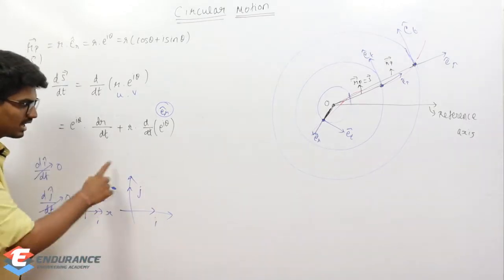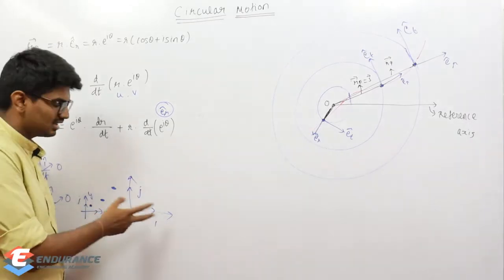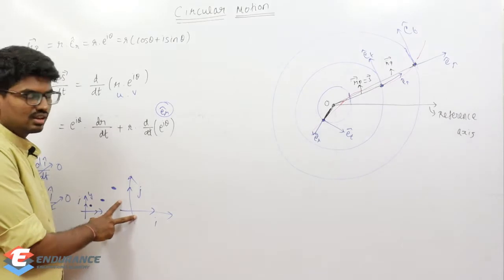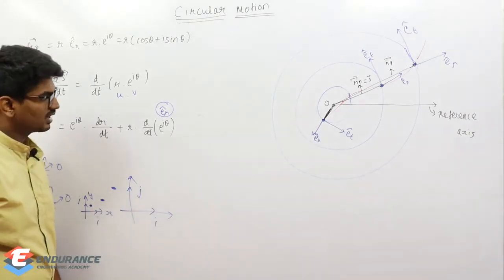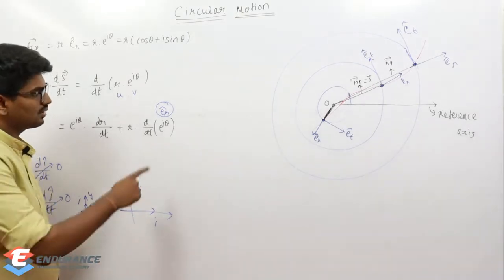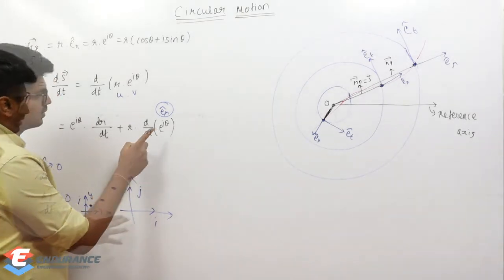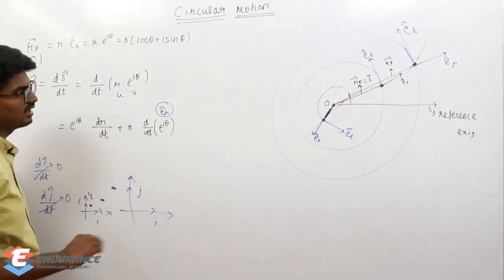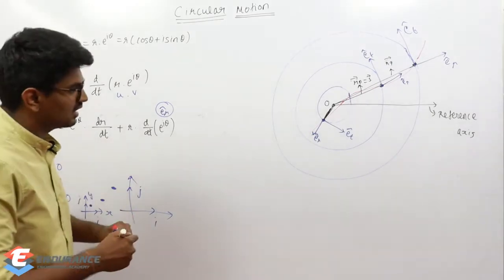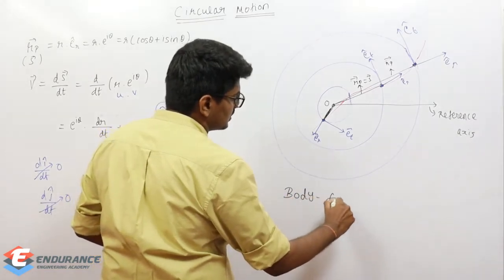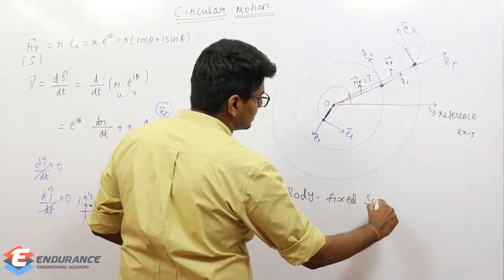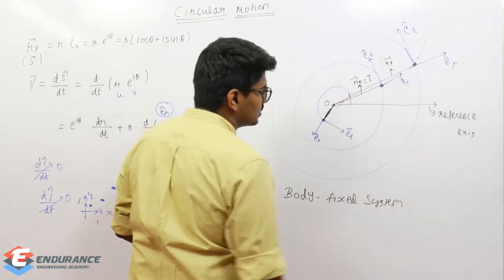We gave one name for the Cartesian coordinate system. It is a space fixed system, right? Since the space is fixed, it's not going to vary. But in case of the polar coordinate system, it is going to be a body fixed system. It is not a space fixed system. Okay, body fixed coordinate system.